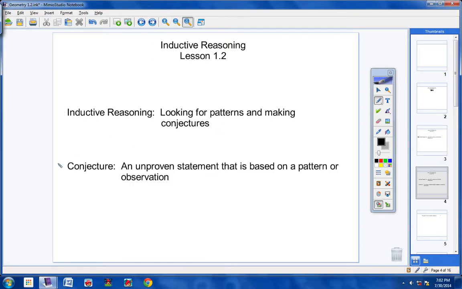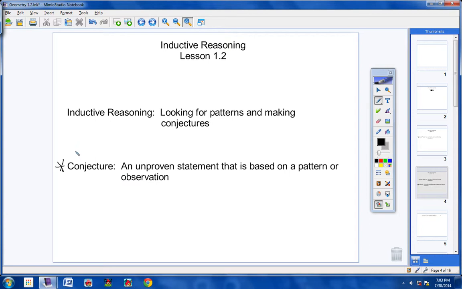Well, please copy this in your notes. You need to have this in your notes. You need to know this for a test or a quiz. A conjecture is an unproven statement that is based on a pattern or observation. A conjecture is an unproven statement. It's not proven, and it's based on a pattern or observation.